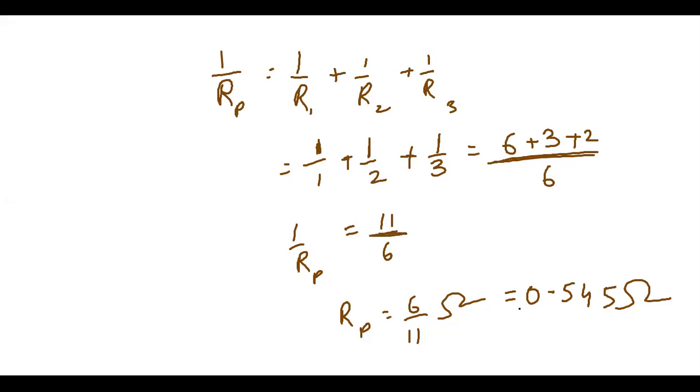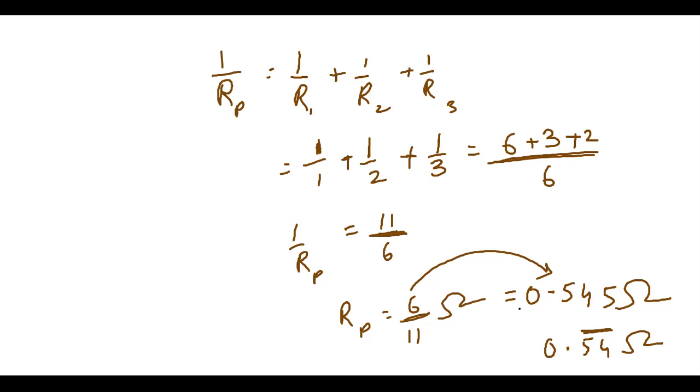Now student, this is 1 by Rp. So what will be Rp? Taking reciprocal on both sides, Rp will be equal to 6 divided by 11. And if you calculate it, 6 by 11 comes to be 0.545 ohms. Here I have calculated till 3 decimal places. Otherwise, it is a recurring decimal, 0.54 recurring. Students, note that you are not supposed to keep the answer in fractions. We always have to find the answer up to 3 decimal places.